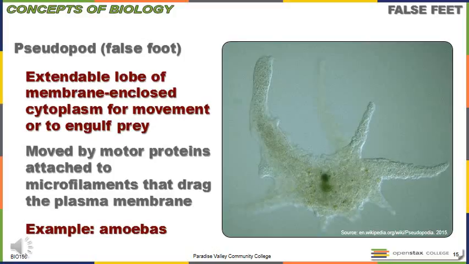These are called pseudopods or false feet. These are the arm-like structures that are extendable lobes of membrane-enclosed cytoplasm for movement or to engulf prey. And hopefully we'll be seeing these in lab this week. They're very cool to see.